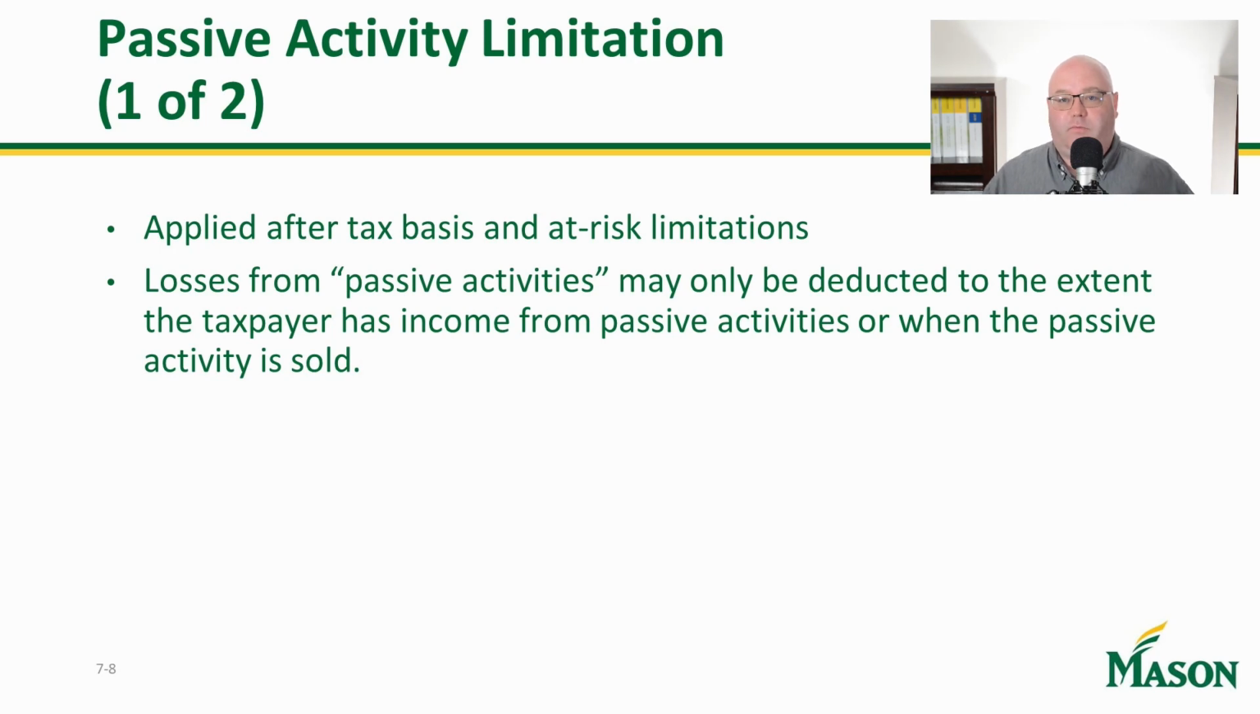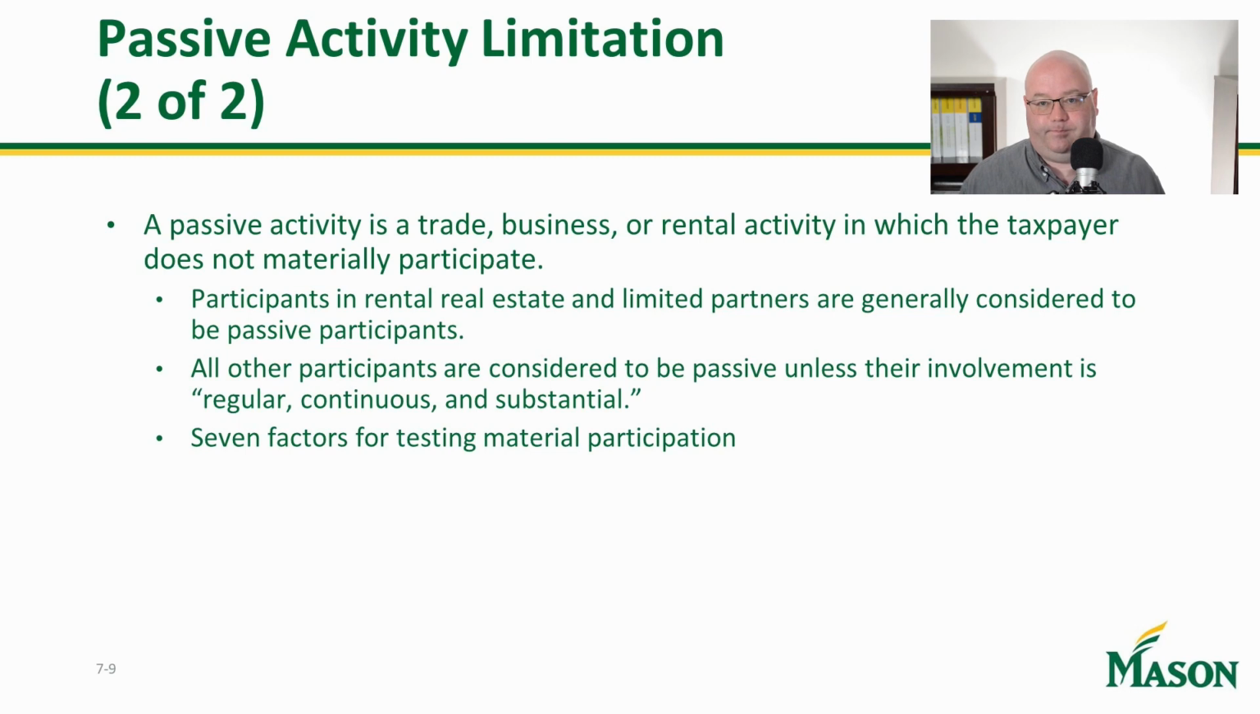So passive activity is applied after the tax basis and at-risk limitations. Losses from passive activities may only be deducted to the extent the taxpayer has income from the passive activities or when the passive activity is sold. So this is a little different. Usually if you have no basis left over and you have the losses, you're going to lose those losses. If you have no risk amounts, you're going to lose the losses. This is different. You can actually take a loss in excess of your passive limitations if you sell the activity. And the reason why the IRS lets you do that is you still had the loss, and they're going to let you take that as a deduction.